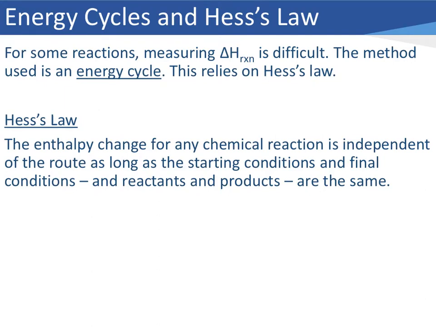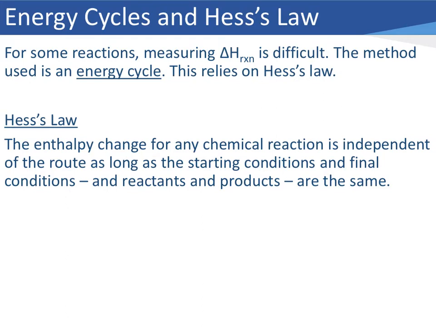So for some reactions, measuring delta H of reaction is actually quite difficult. Depends on the reaction. There are a variety of things that might cause that problem. And so the method we're going to use is called an energy cycle, which relies on Hess's law.